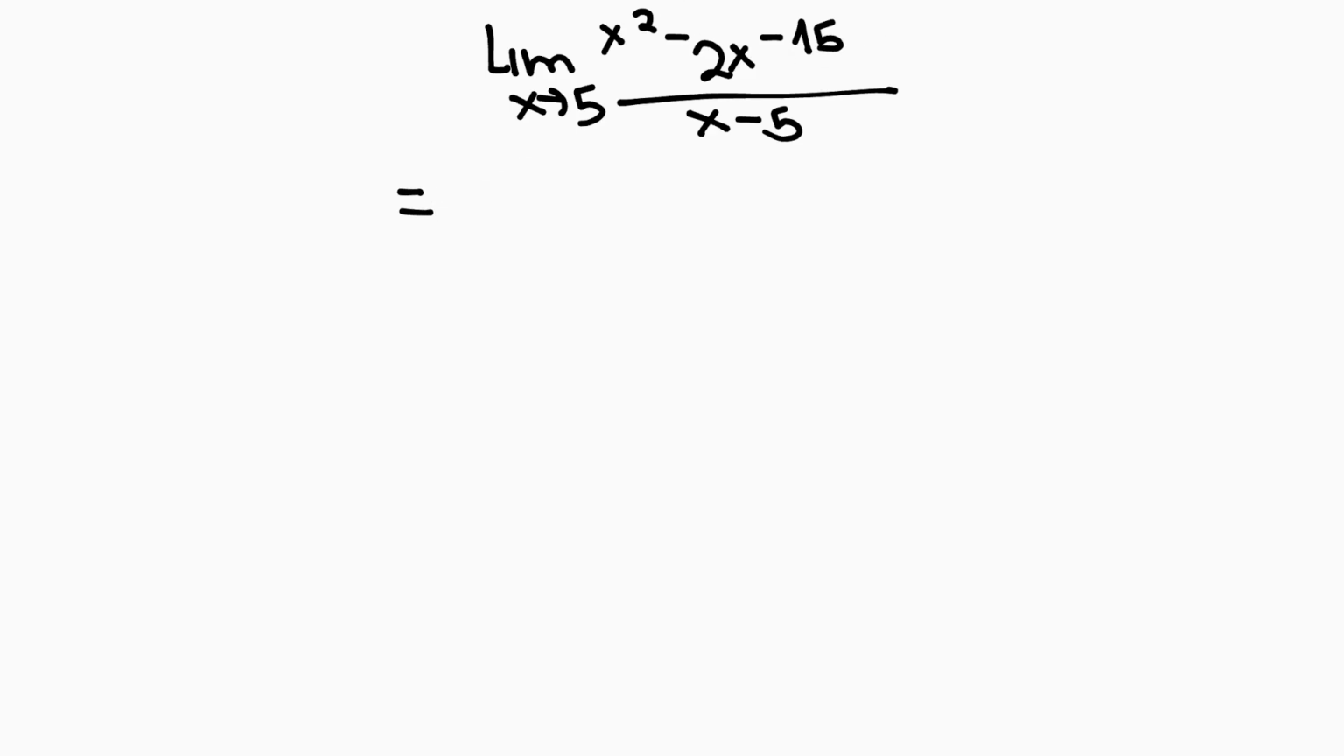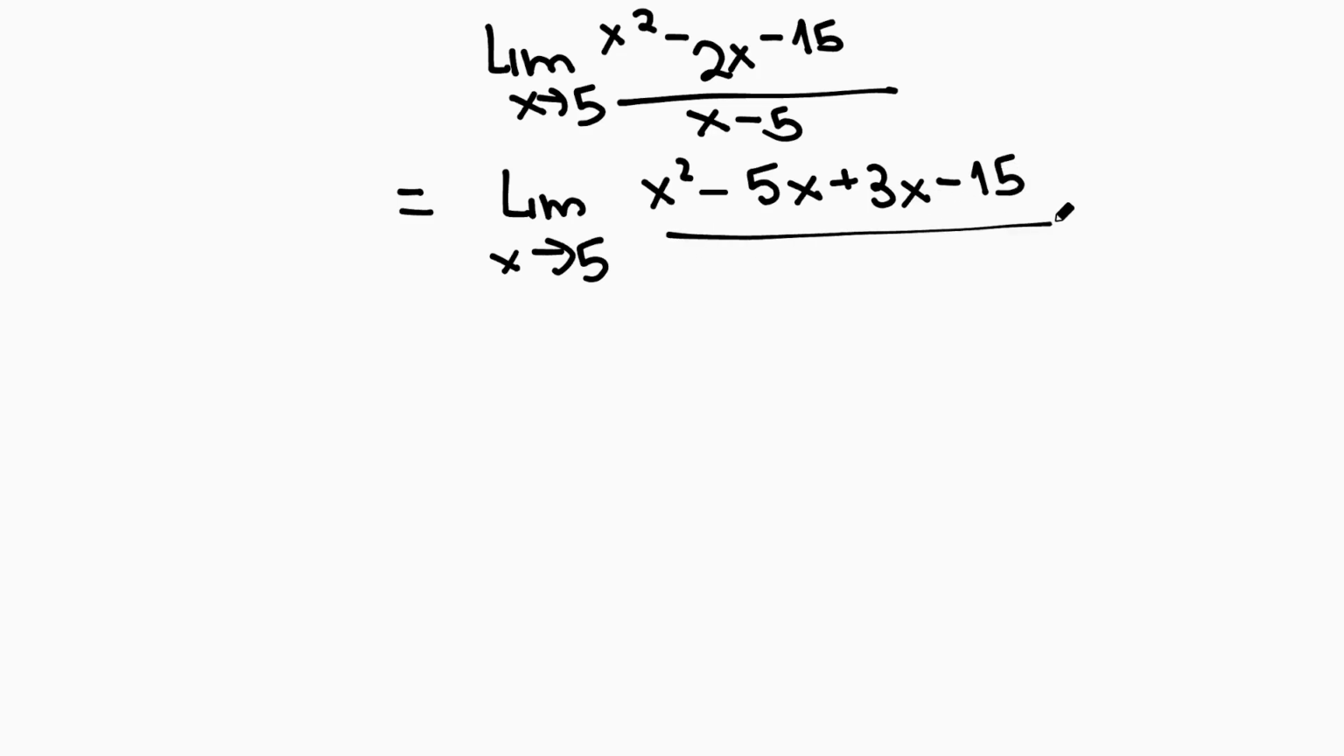So I'll try to factor the numerator, but not by using the difference of squares formula, because I cannot do that here. I'm going to try a different way, and I think you know that already. It's pretty simple. I would just take negative 2x and turn it into negative 5x plus 3x minus 15 over x minus 5. And I'll group x squared with 3x and negative 5x with negative 15.